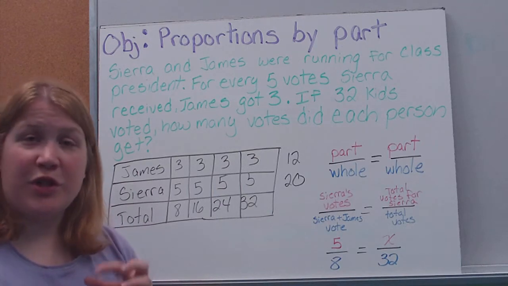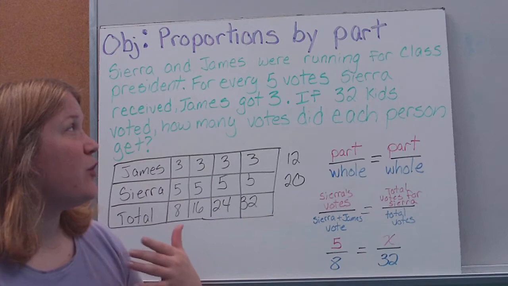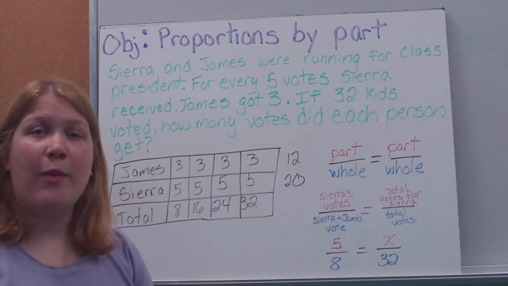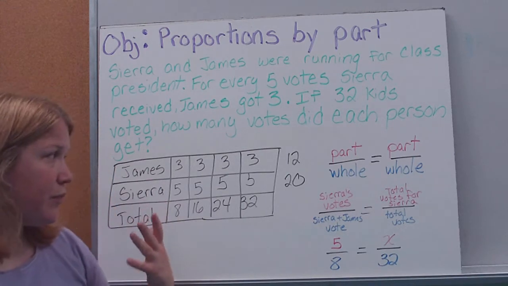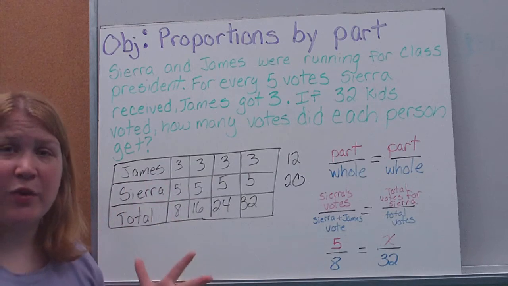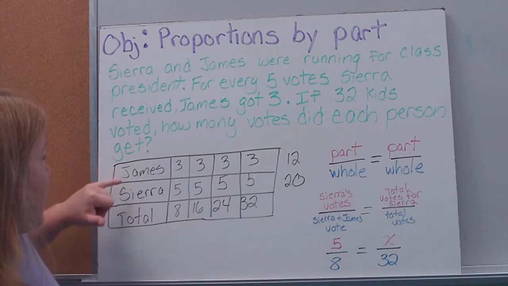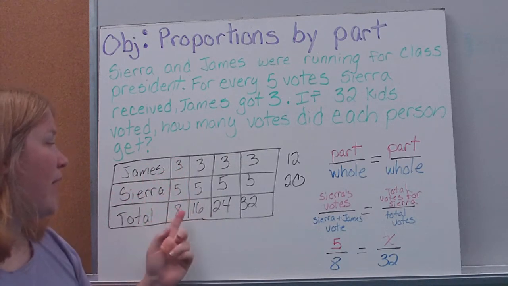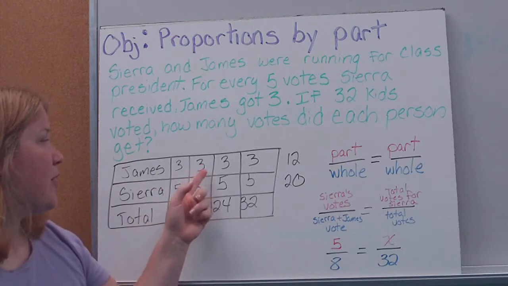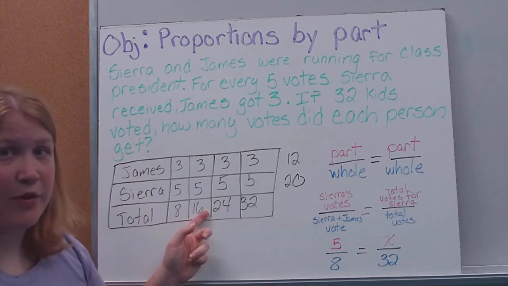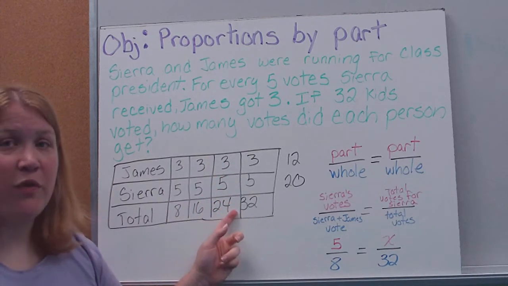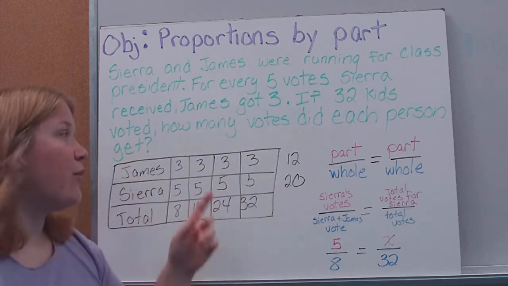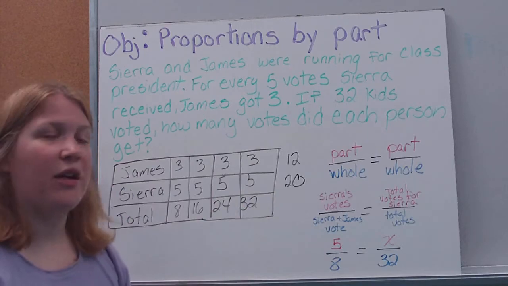We're still setting up our proportions similar to what we did before, except now we have to do part to whole, because I have the total number, and I want to know, out of those 32, how many voted for Sierra and how many voted for James. We could think through it logically and create a chart. I made a chart for James and Sierra. For every 5 Sierra gets, James gets 3, so I filled it in. 3 and 5 is 8 kids in that column. Then we do another one, which means 16 people voted. 3 to 5 again means 24 people voted. 3 to 5 again means 32 kids voted. Then I can add up my rows. That means James got 12 and Sierra got 20.